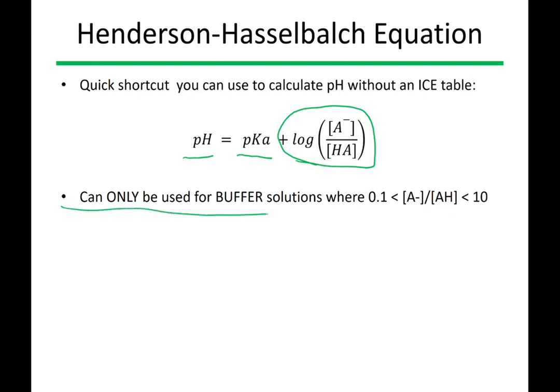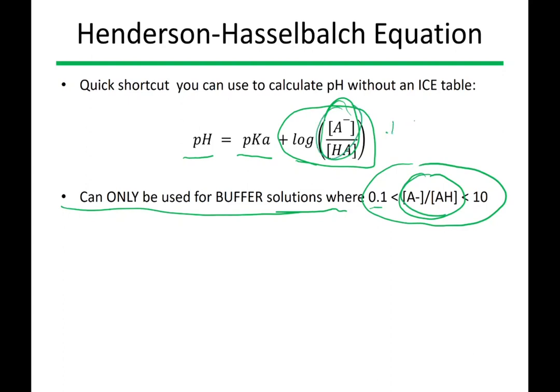This can only be used for buffer solutions, and only when the concentration of A minus over AH, the term right here, is between 10 and 0.1. What this means is that if the thing in the fraction is between 0.1 and 10, then the small x approximation is going to be a good one, and we can use the Henderson-Hasselbalch equation.